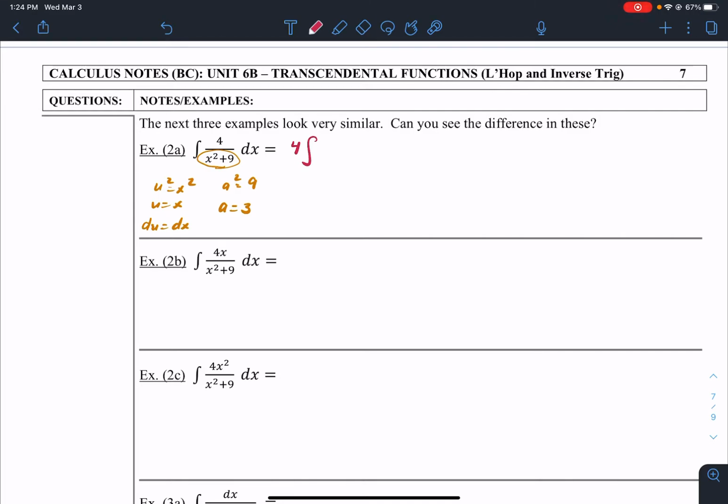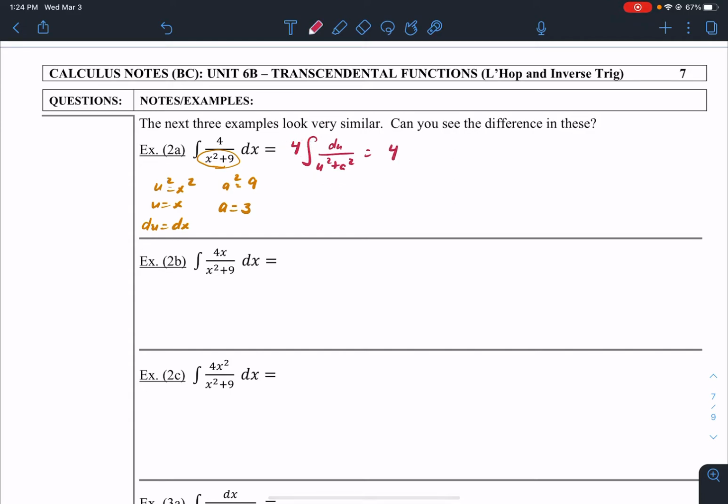So now you could rewrite this. I don't think it's going to help you much, but you could rewrite this as du over u squared plus a squared to see that. But there's not any extra coefficients lingering, so you shouldn't get all tripped up with that. So this step is not required, but just don't forget about the 4.